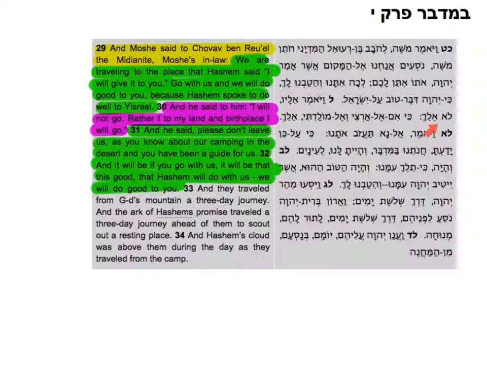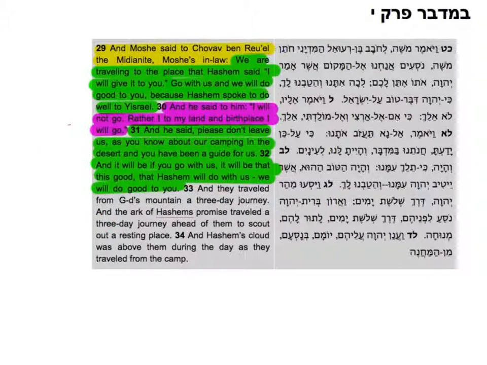Vayomer elav lo elech, I'm not going to go, im el artzi ve'el moladati, right? My land and my birthplace, like Avraham Avinu. I'm going to go back to my land and my birthplace, I'm not going to go with you. Then Moshe makes a second request, and we'll go through that, and then there's no refusal by Chovav the second time around. There's no refusal, not the first time, I'll erase that here.